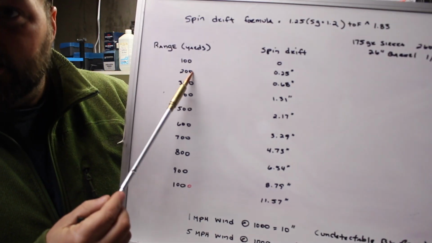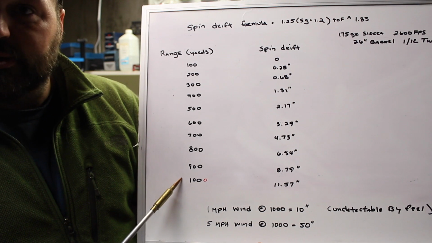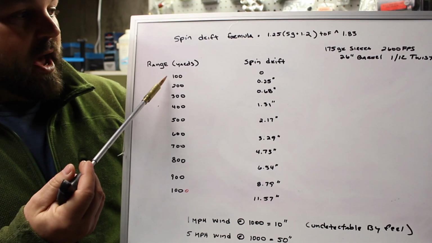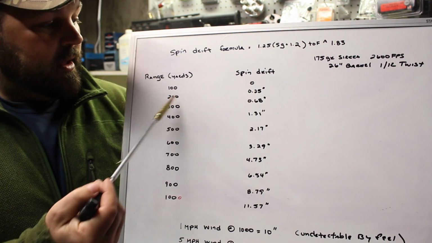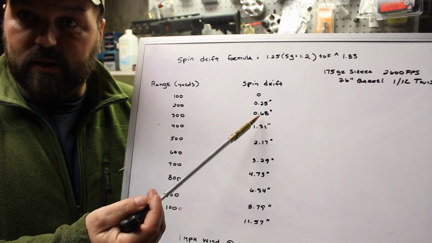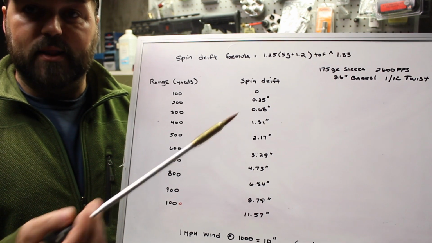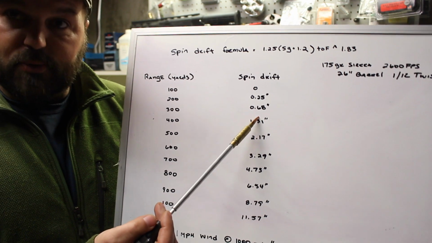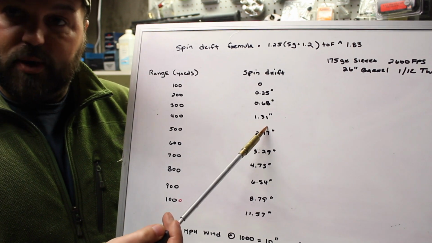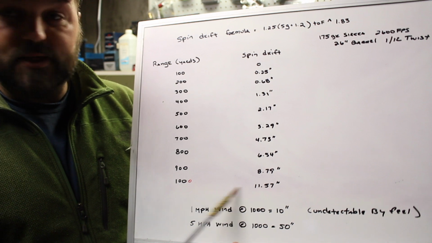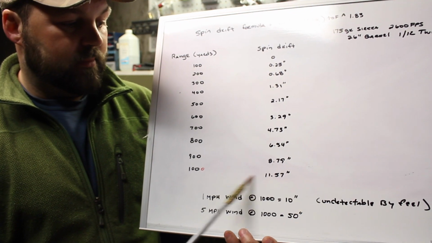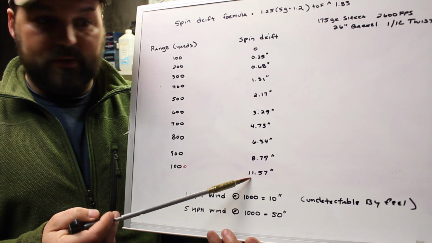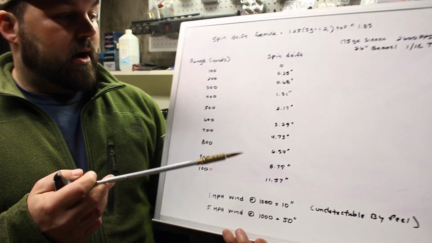Over here I got my range from 100 to 1,000, and then I got my spin drift over here. Same distances matched up. So at 100 yards, that's where my zero is going to be. No movement. At 200 yards, we're going to see 1/4 of an inch of movement left or right. Right-handed twist can be to the right, left-handed is going to be opposite. 300 yards, 0.68 inches. 400, 1.31 inches. All the way down to 1,000 yards, and that's basically where we would have any issue. So at 1,000 yards, bullet movement is 11.57 inches, just under a foot.